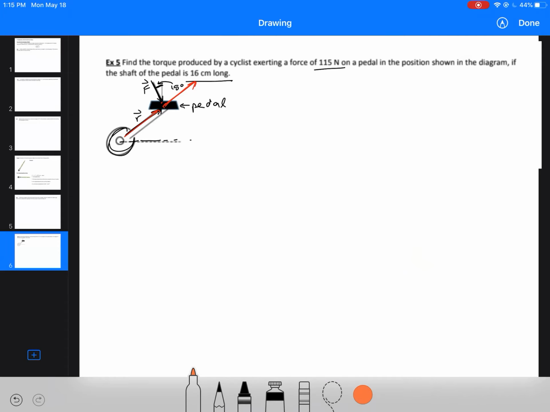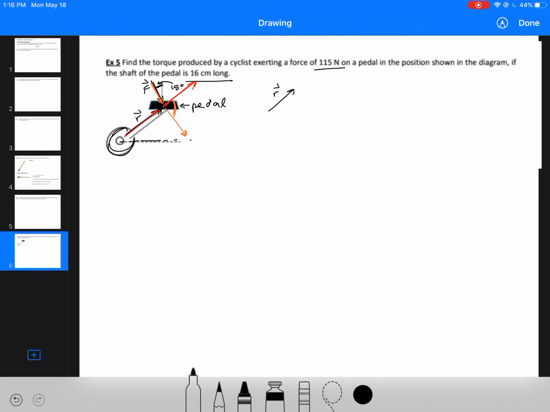And let's use a brighter color. Let's use orange. So now I'm going to take my force vector and I'm going to slide it down along the same line. Hopefully you can see it's meant to be the same magnitude, but now I've got two vectors that are tail to tail, and I'm going to find the angle in between them so that I can use the formula for the torque.